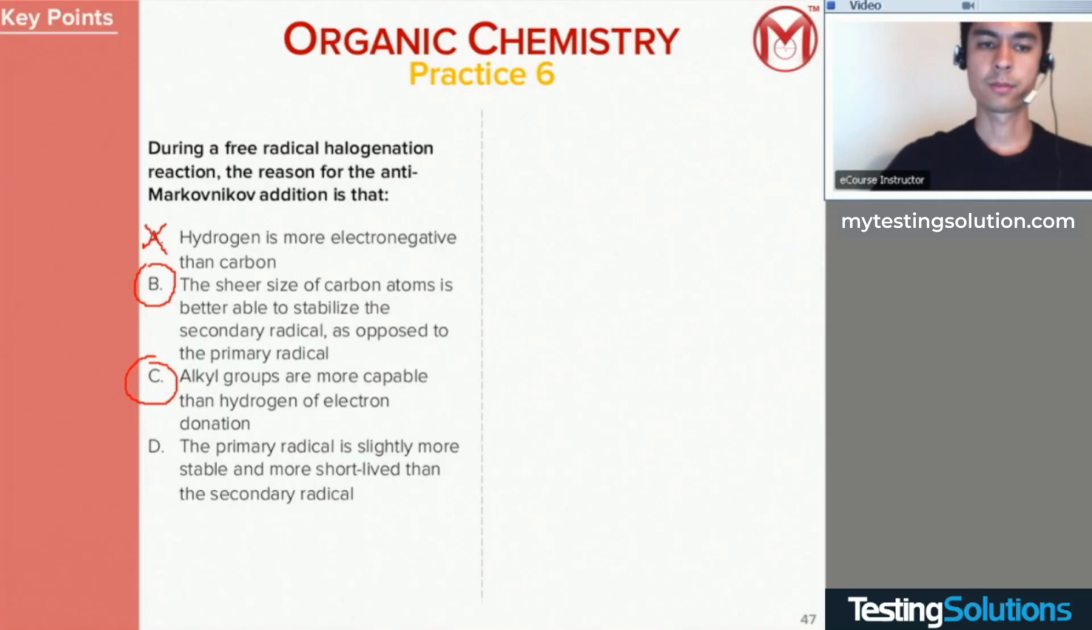For D, the primary radical is slightly more stable and short-lived than the secondary radical. No, it is more short-lived because it's less stable, so that one's out. And again, B, not so hot of an answer. It was maybe plausible, but not really, because there's a lot of trends that might violate that. So our answer here is C.